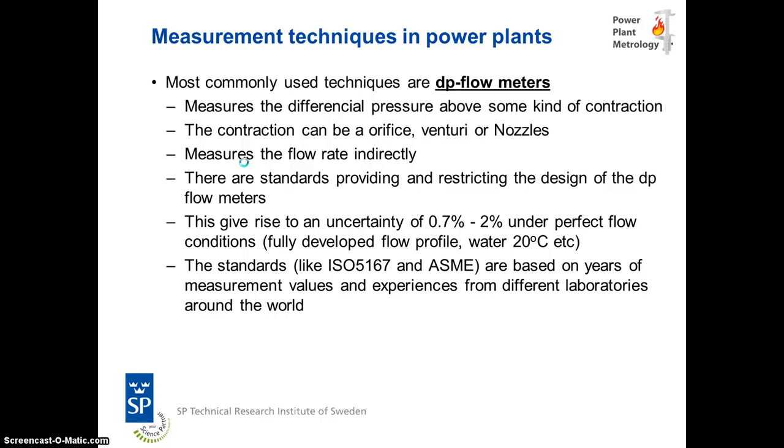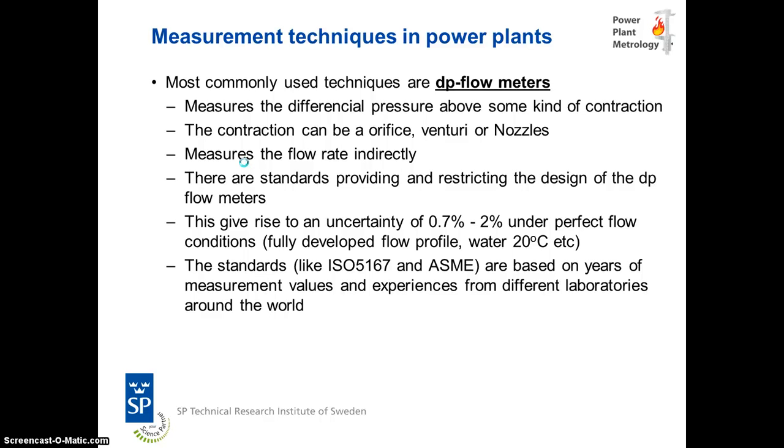And as mentioned, the most commonly used technique in power plants is differential pressure flow meters. You measure the differential pressure of some kind of construction. It can be an orifice, a venturi, or a nozzle. And by the name of it, you actually measure the flow rate indirectly, since you measure the pressure and not actually the flow rate.